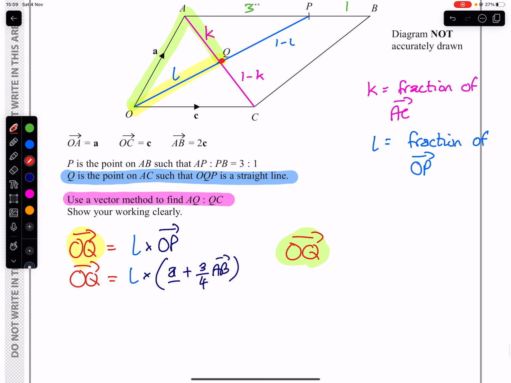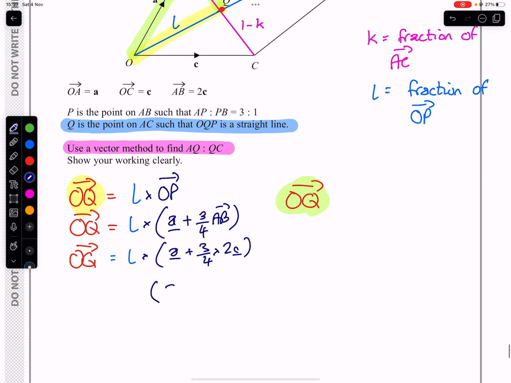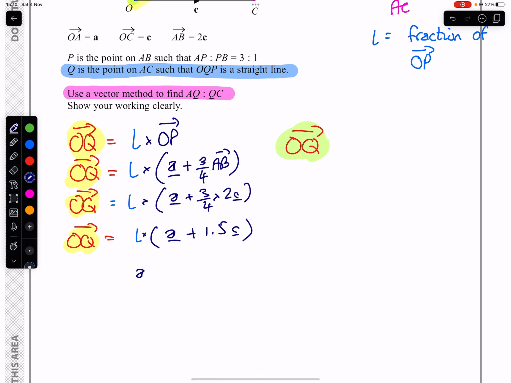So what I end up with next, I still have this L on the outside, or this L multiplying that, I'll deal with in a moment. But here I've got an A plus 3/4 of 2C. My next line then is going to become 1.5C. You can write this as a fraction as well if you want. I'm just going to write it as a decimal because it's a nice decimal. So O to Q can be described in the following way. And then if I break out that fraction, I'm going to end up with LA plus 1.5 LC. And that's my first way of describing going from O to Q.